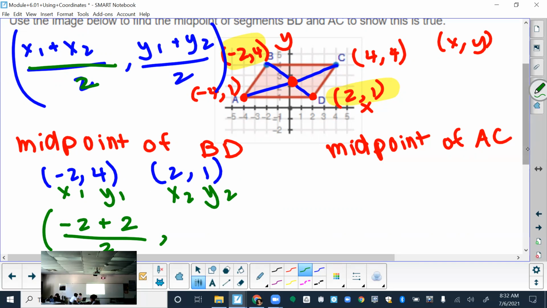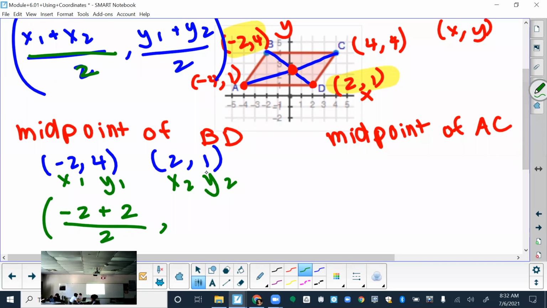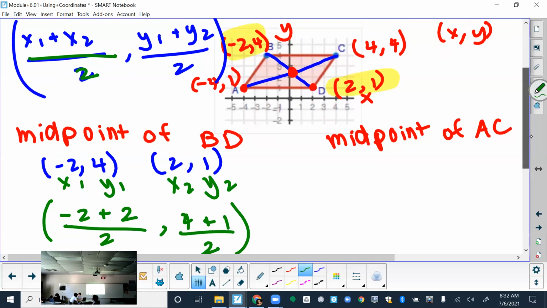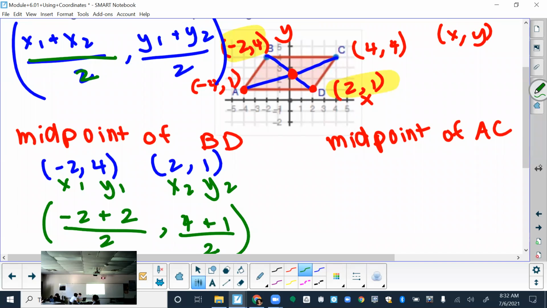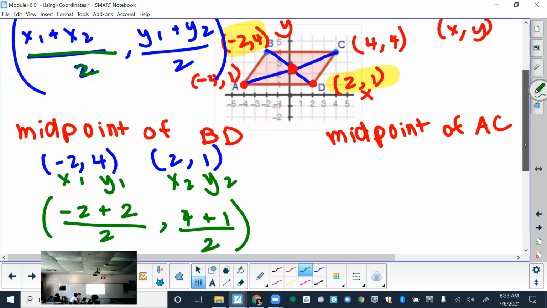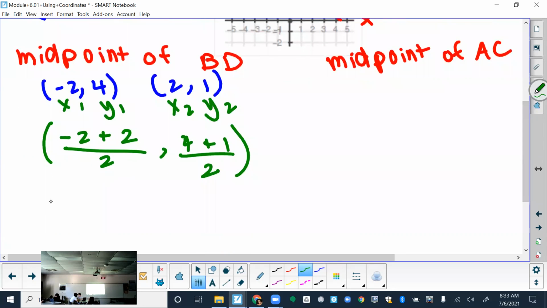Over here we have y1. What's y1? 4 plus y2, which is 1. And then always divided by 2. All right, so scrolling down, just so you can see. And then you can simplify it here in this next step.